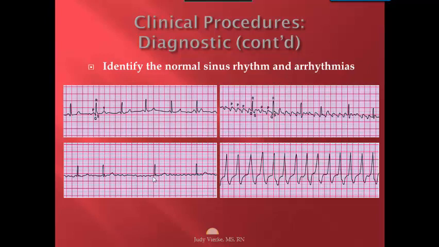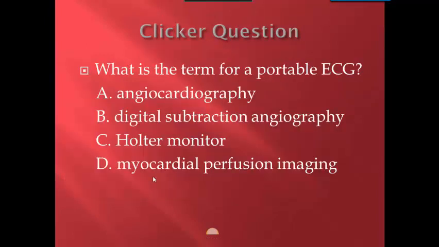The one on the bottom left is atrial fibrillation. Again, many people live with that. And then the last one is ventricular tachycardia, which can happen with or without a pulse. And if you don't have a pulse, we'd want somebody doing CPR and bringing the defibrillator.